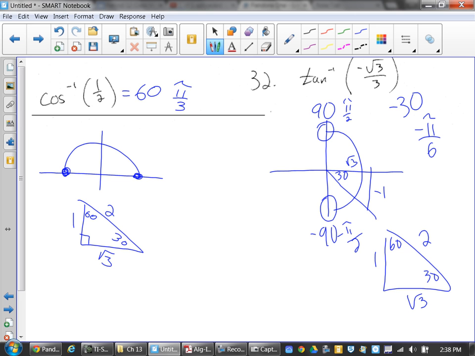Jessica, you were about to ask something. About why isn't it 330? It's negative. The answer is negative 30, because that's the angle. I was using 30 as the reference. But remember that in order to get the negative √3 over 3, it has to be in that fourth quadrant, because your opposite's the negative value.